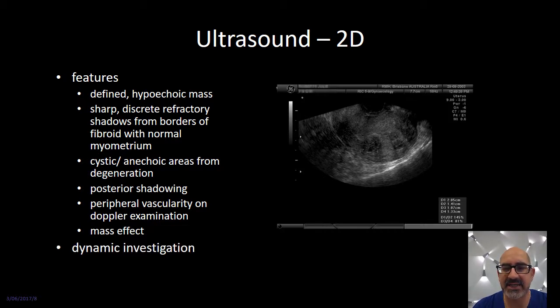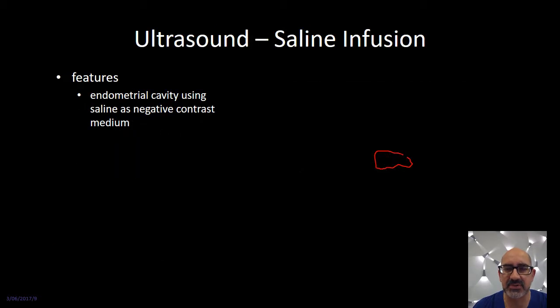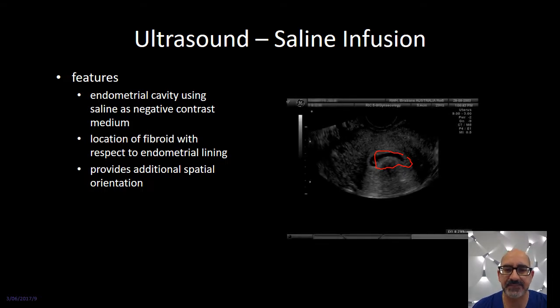However, it is a dynamic investigation, and static images sometimes make it a little bit more difficult to assess exactly the fibroid. Saline infusion sonogram allows a visualization of the endometrial cavity using saline as a negative contrast medium. And here the location of the fibroid may be a little bit more clear, as it is in this situation, where you can see the fibroid over here indenting the cavity a little bit better. It provides additional spatial orientation to just a 2D scan.